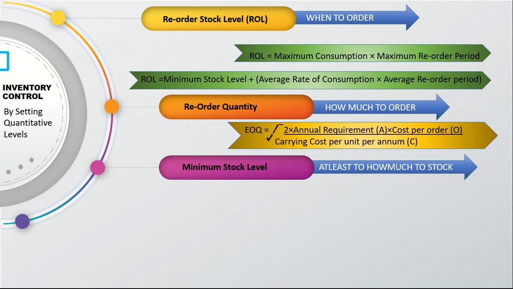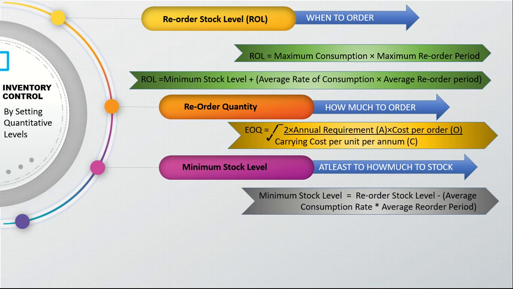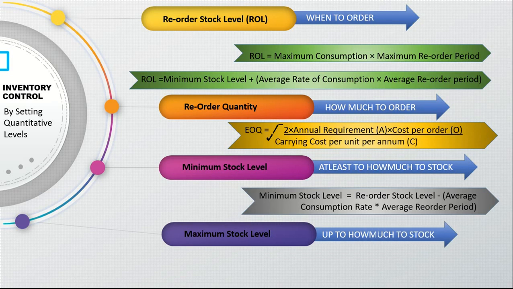Minimum stock level is the lowest level of material stock which must be maintained in hand at all times, so that there is no stoppage of production due to non-availability of inventory. It is calculated as below. Minimum stock level is equal to reorder stock level minus average consumption rate multiplied by average reorder period.